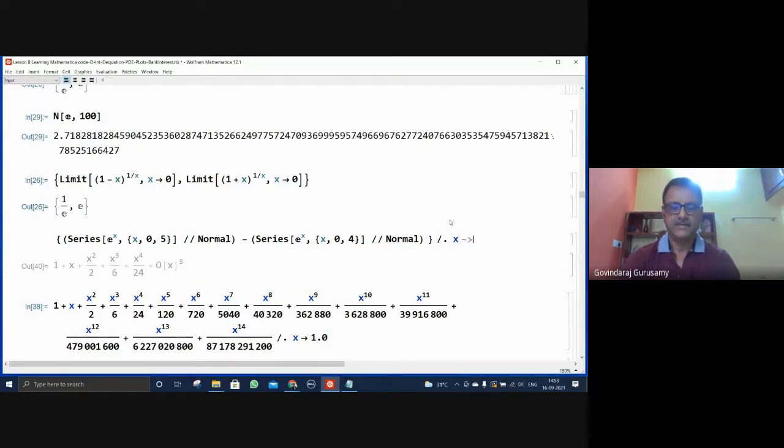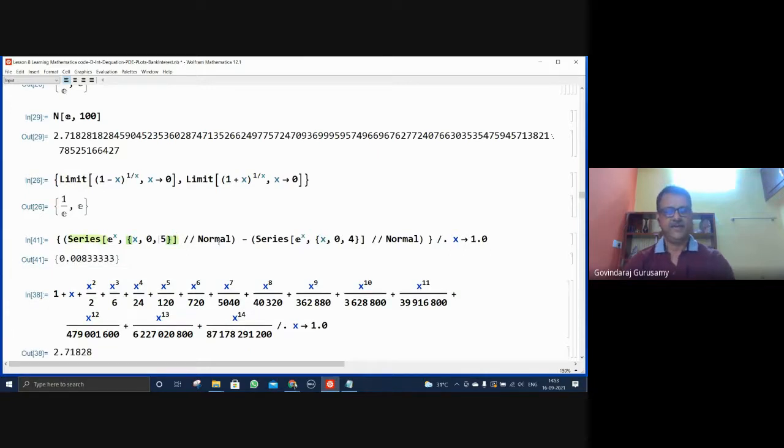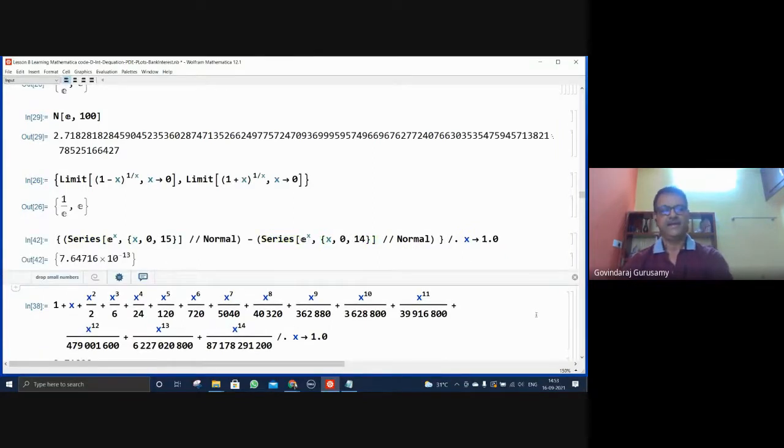You should always try to think and explore wherever possible like this. See the error? This is 5, this is 4, this is the error. If I make it 15, then 14, will it go down or not? See? 10 power minus 13, the error has come down enormously. Agree with me?